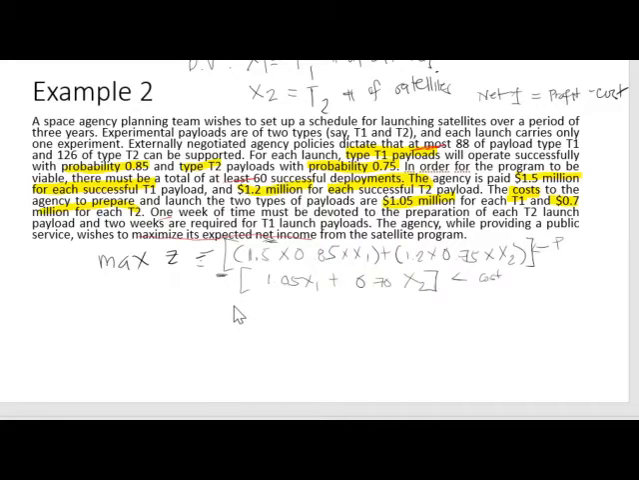Okay, so we just combine like terms. Let's distribute the negative sign. This becomes negative. So, we multiply first: 1.5 times 0.85 is 1.275 X1, plus 1.2 times 0.75 is 0.9 X2, less 1.05 X1, less 0.7 X2. Okay?